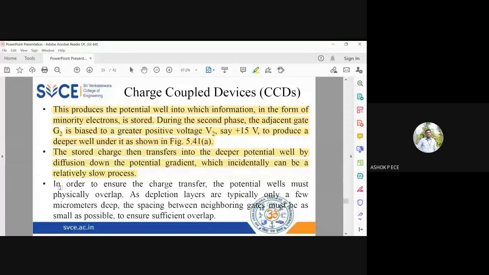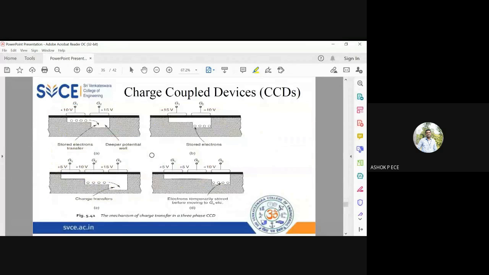In order to ensure charge transfer, potential wells must physically overlap. Yes. So the charge transfer can happen from one device to another device only when there is a continuity, or the electrons have a path to move from G1 to G2. If electrons don't have a path, then there is no use in having these charge coupled devices. Either the path should be continuous or the path should be overlapping. Only in such cases can I ensure charge transfer to happen.